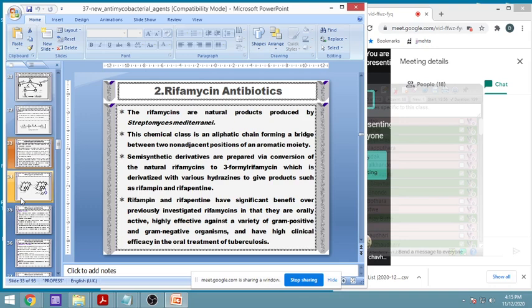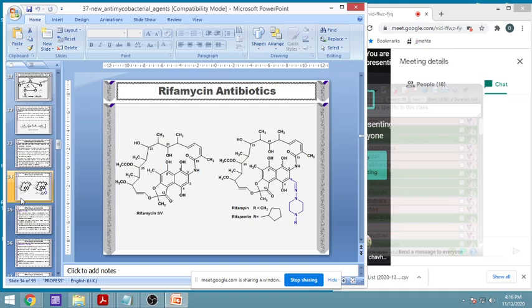Semi-synthetic derivatives are prepared by conversion of the natural rifamycin to 3-formyl rifamycin, which is derivatized with various hydrazines to give products like rifampin and rifapentine. Rifampin and rifapentine have significant benefit over previously investigated rifamycins, as they are orally active. These two are highly effective against a variety of gram-positive and gram-negative organisms, and they have very high clinical efficacy in the oral treatment of tuberculosis.